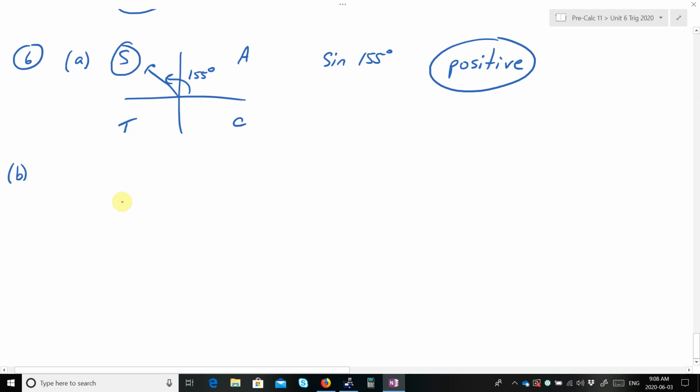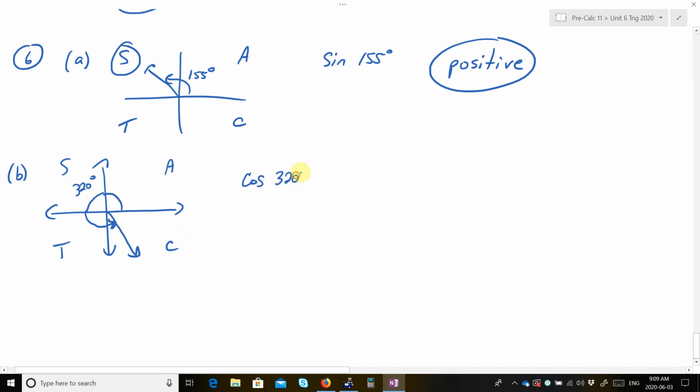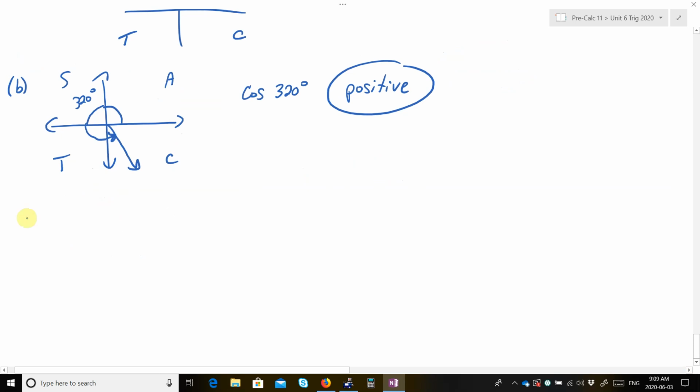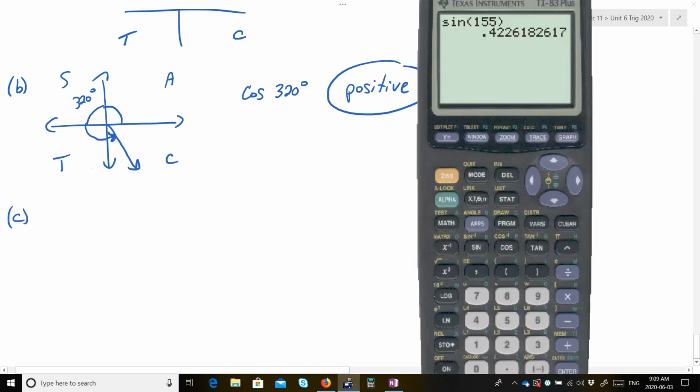Part B, cos of 320 degrees. So we have to locate 320 degrees. So we usually start at the positive x-axis. There's 90 degrees, 180, 270, all the way around is 360. So 320 will be somewhere in here. Cast rule. Cos is positive in that quadrant, so cos of 320 degrees will be positive. And they told us not to do this, but even if you want to just check it out, hey, cos of 320 degrees is that positive ratio.